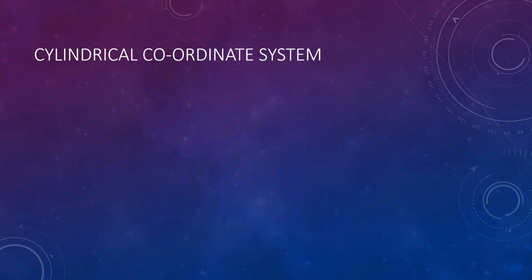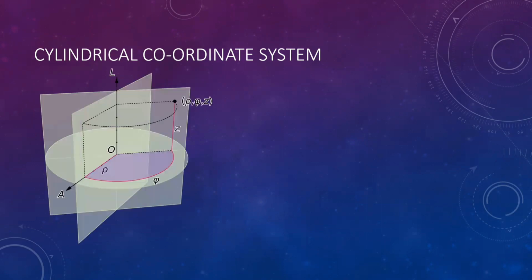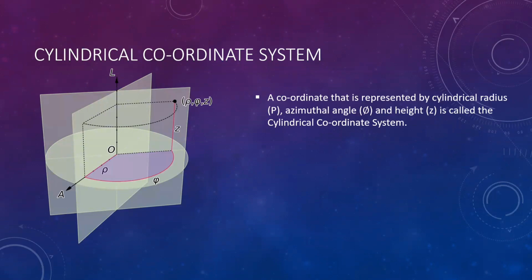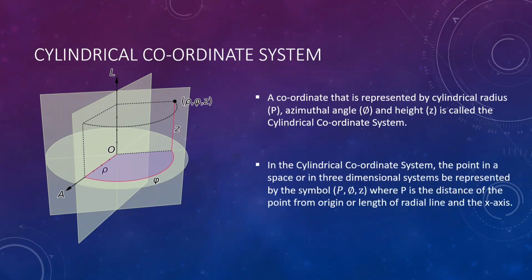Now, cylindrical coordinate system. We can see from the figure a coordinate that is represented by cylindrical radius ρ, azimuthal angle φ, and height z is called the cylindrical coordinate system. In the cylindrical coordinate system, a point in three-dimensional space is represented by the symbol (ρ, φ, z), where ρ is the distance of the point from the origin or length of the radial line, and the z is along the x-axis.